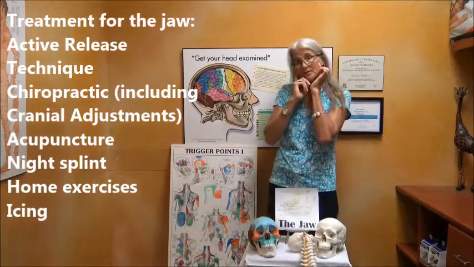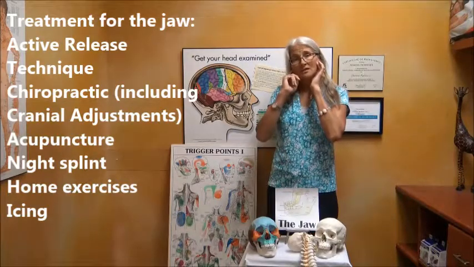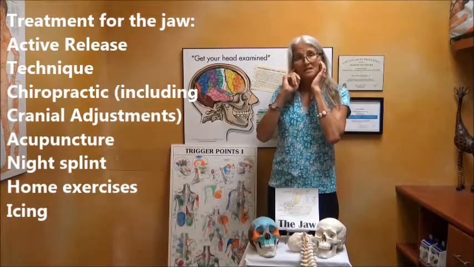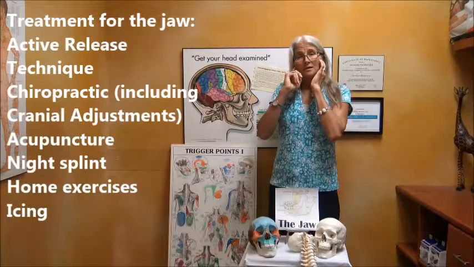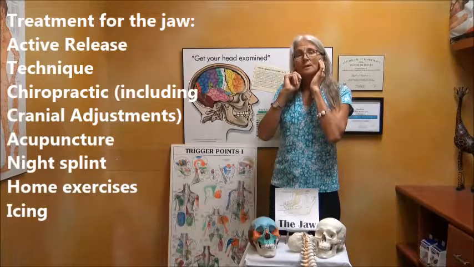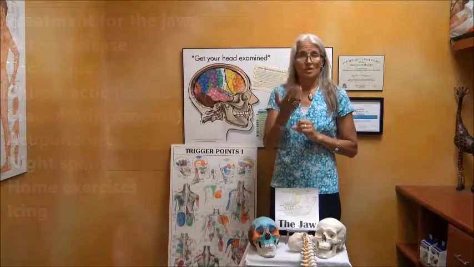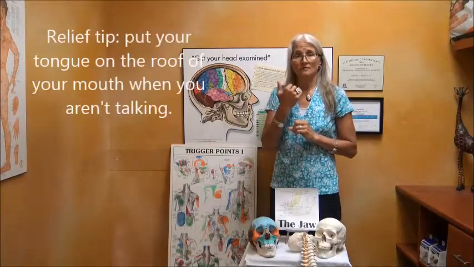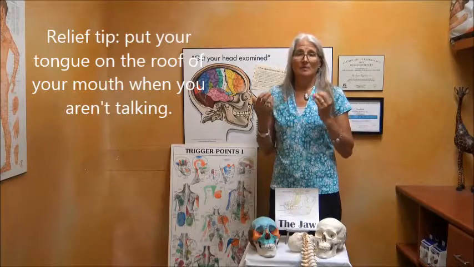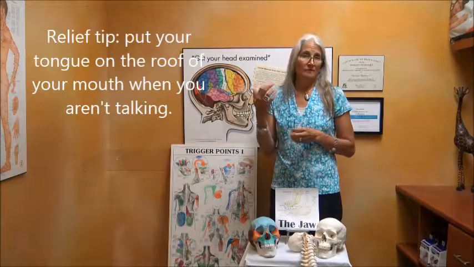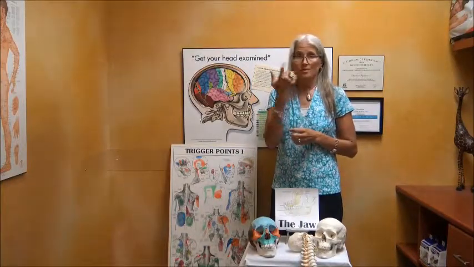Acupuncture can be effective on the jaw. Obviously, figuring out if you need a night splint. And as well, we do give home exercises such as icing. One good thing to do when you're not talking is to rest your tongue on the roof of your mouth. And then depending on the issues that you have, we'll give you different exercises for the jaw or even the neck. So that's it for the jaw itself.